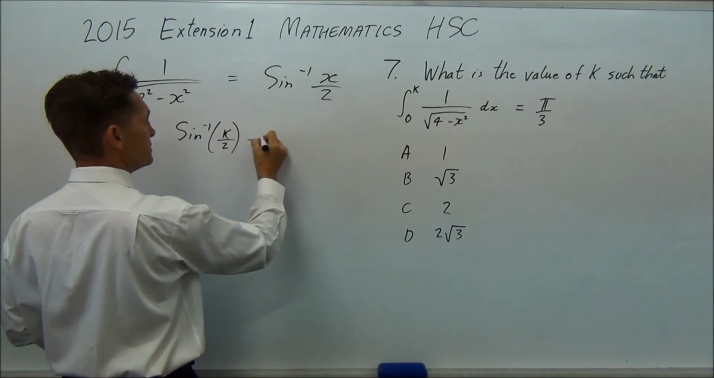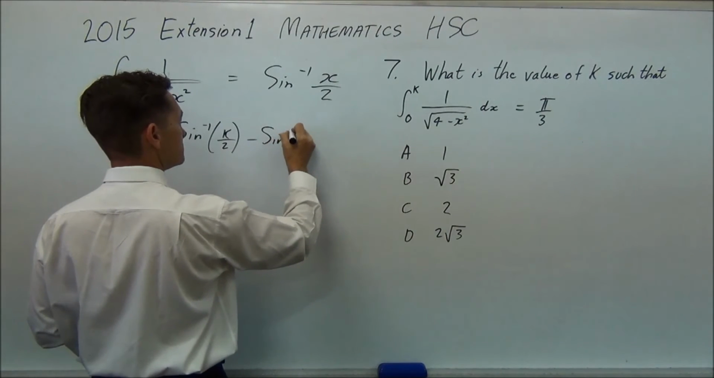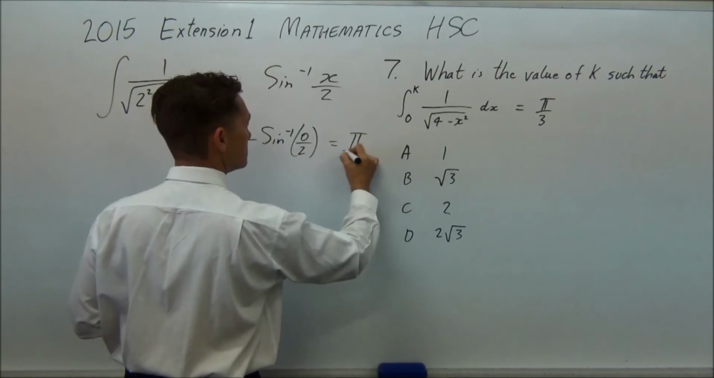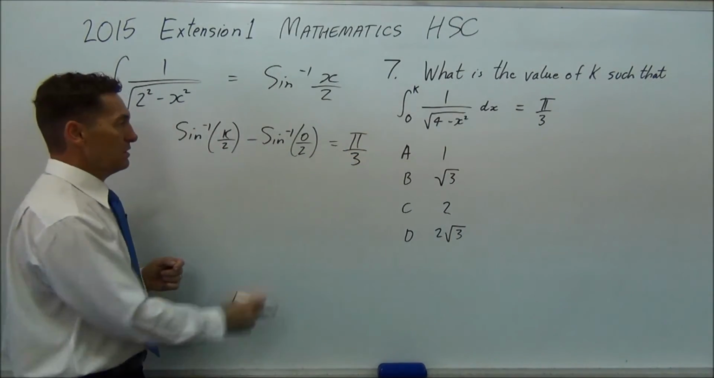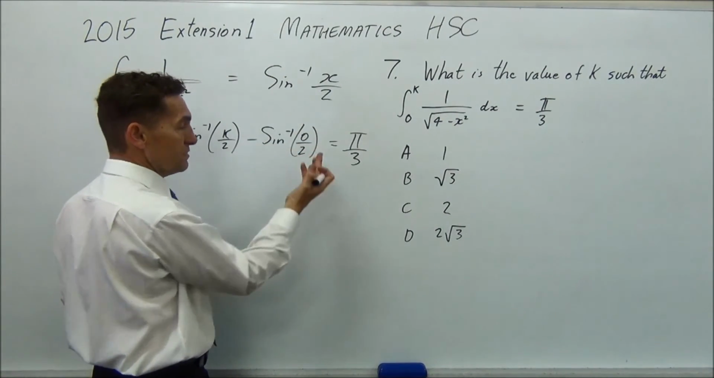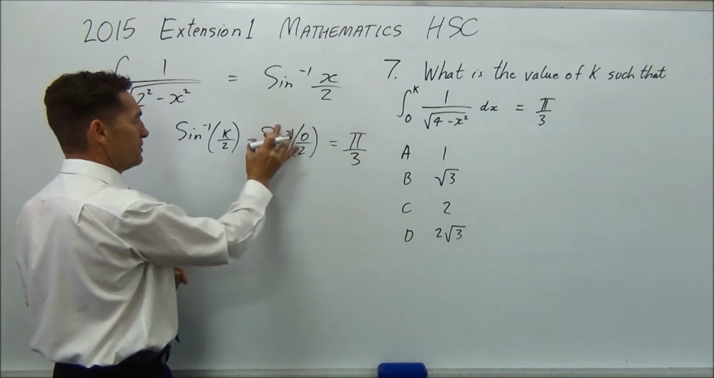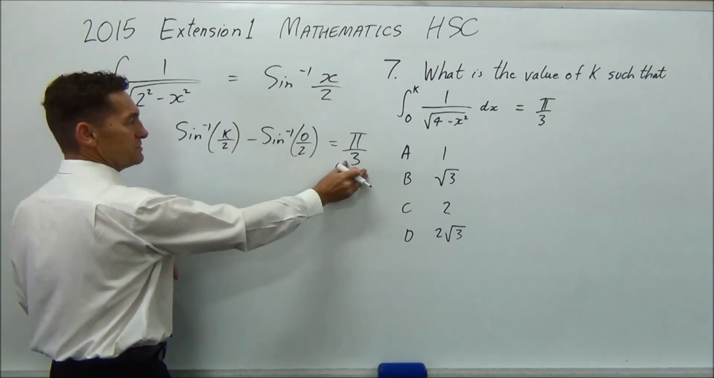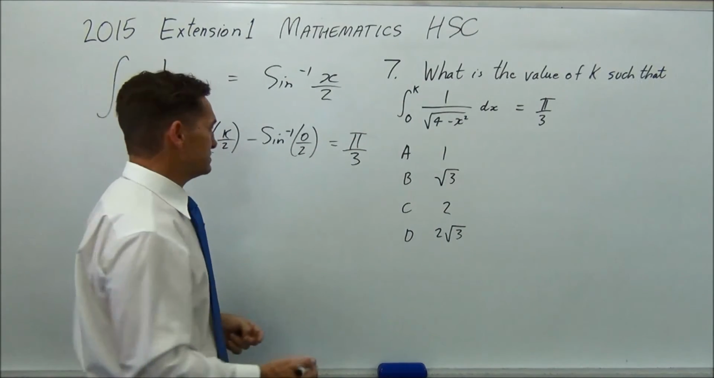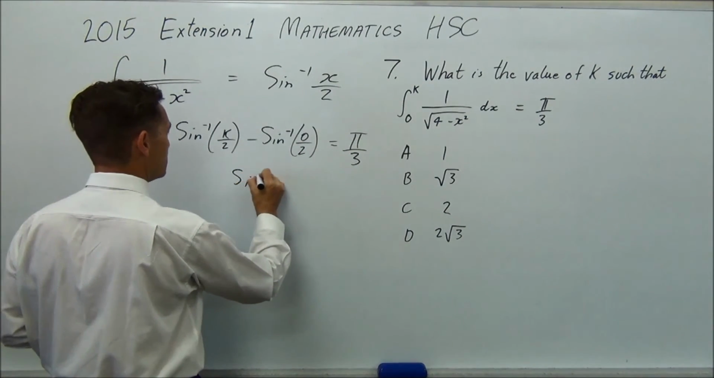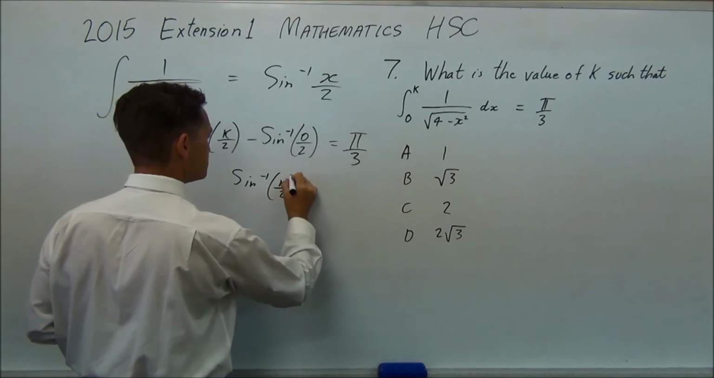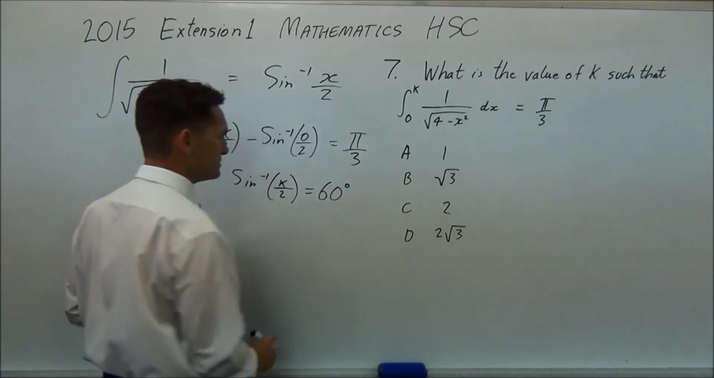Let's put in k and 0 and we get sine to the minus 1 of k on 2 minus sine to the minus 1 of 0 on 2, and that's got to equal pi on 3. Well, this is just 0. And if you put that in your calculator, sine to the minus 1 of 0, it's 0. So this is nothing. So we're just looking at this equals pi on 3. Well, what's pi on 3? Pi is 180. 180 divided by 3 is 60. So you're going to have sine to the minus 1 of k on 2 equals 60 degrees.